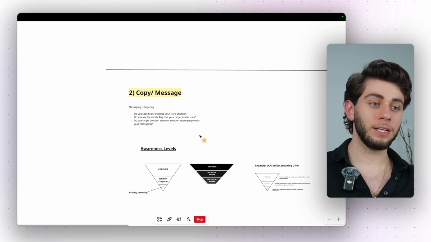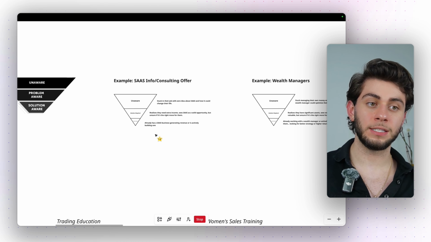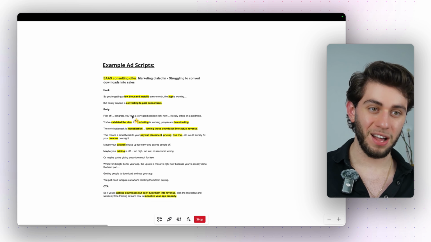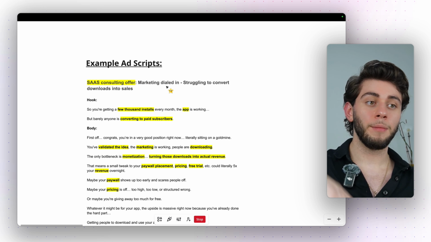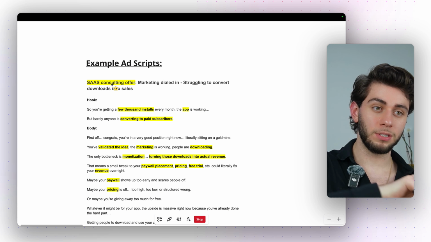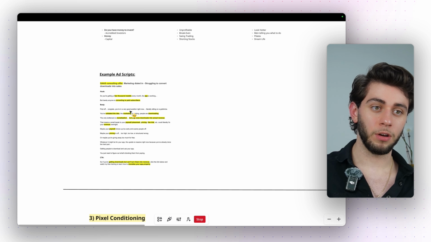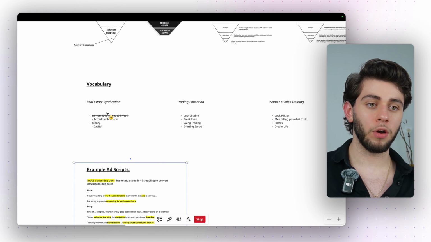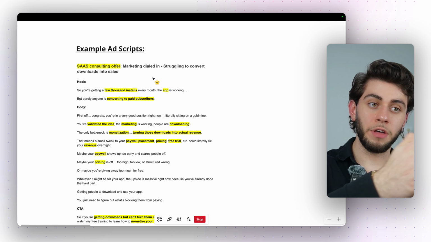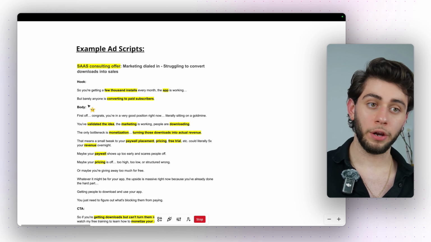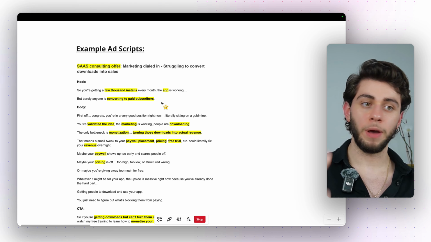So for example, let's talk about somebody who already has a SaaS business, right? I have an example ad script right here. They have a SaaS business. Their marketing is dialed in, but they're struggling to convert downloads into sales. That's what they're struggling with, and that's what this ad essentially is targeted towards. Look at the words right here. Also look at the vocabulary right here that I'm going to go into in a sec. So you're getting a few thousand installs every month. The app is working, but barely anyone is converting to paid subscribers.